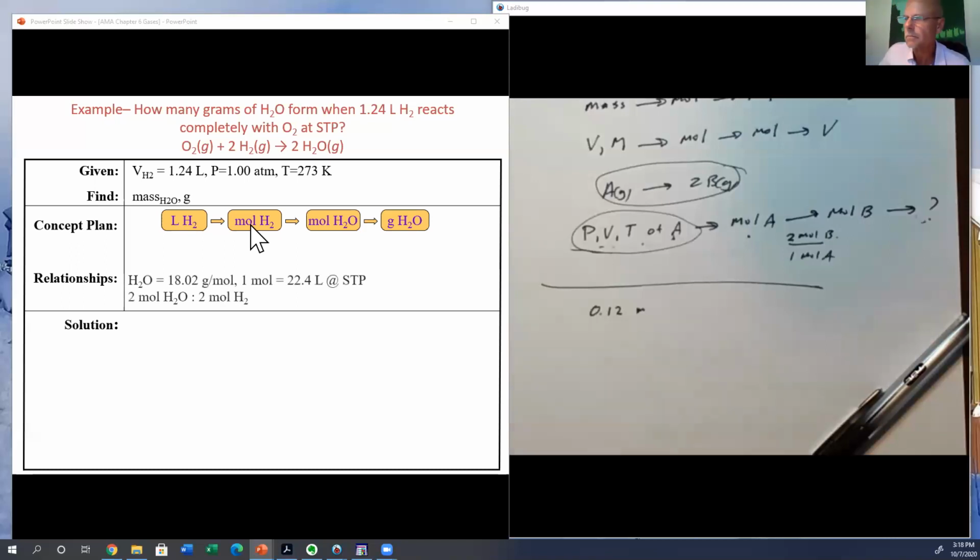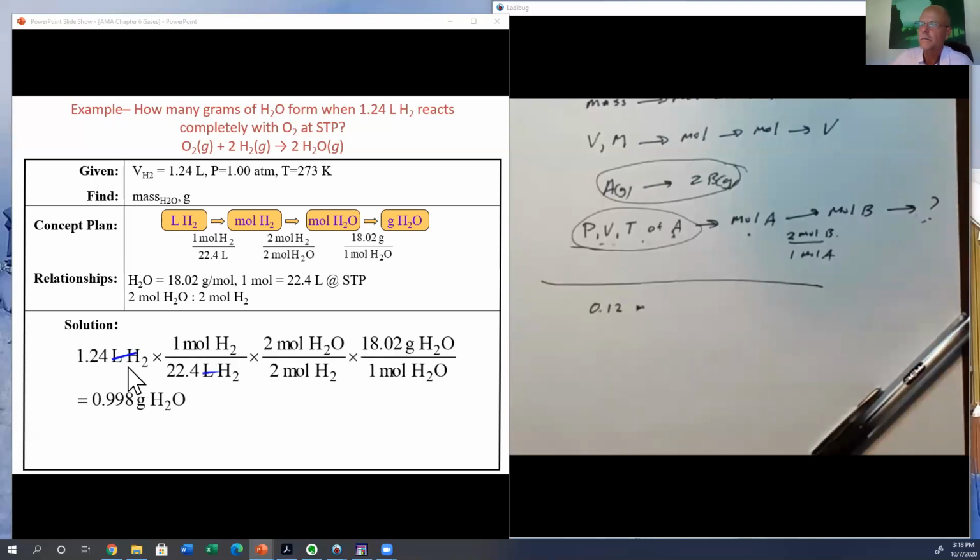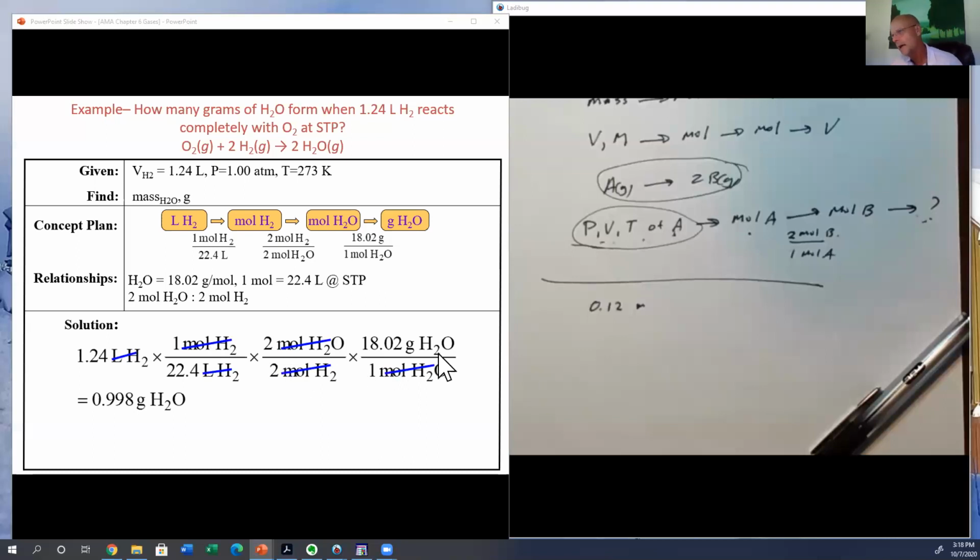So there you go. We'll start with 12.4 liters. The liters cancel, we go to moles. Because it's at STP, we don't have to solve the ideal gas law equation. We can just say, I know at STP, 22.4 liters is 1 mole, and it doesn't matter what the gas is. And then here's our stoichiometry, 2 to 2. And then going to grams of water, and there you go.